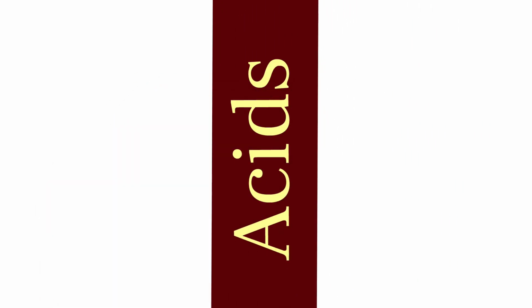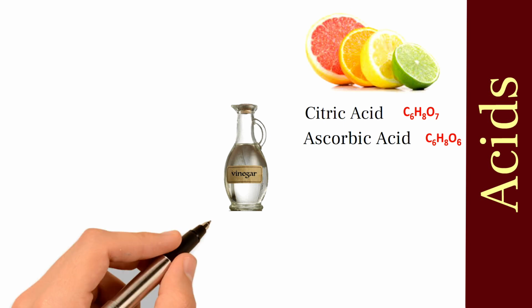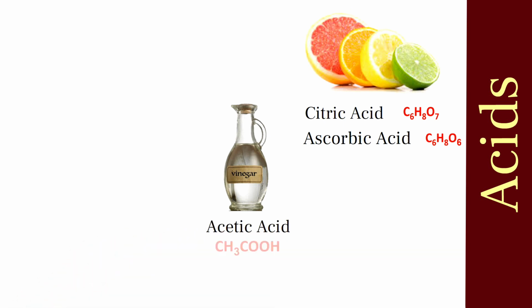Many of the foods we eat or use in our food contain chemicals that we call acids, such as citrus fruits containing citric acid. They also contain ascorbic acid, which is known as vitamin C. As for vinegar, it contains acetic acid, while carbonated drinks contain carbonic acid.